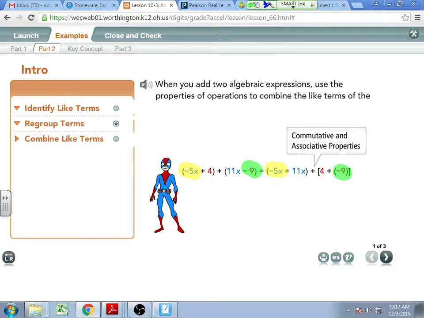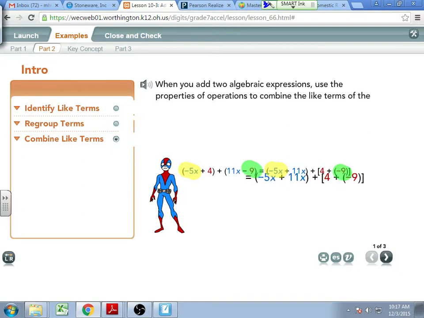Then once I've regrouped, and on your paper it shows the whole process out, we can then use our distributive property to factor out the common variable x. Then I combine my values: negative 5 plus 11, that'll bring me positive 6. Again, different signs, you find the difference. So then 4 plus a negative 9, the difference between them is 5, but the negative is more powerful. So we get a negative 5, and we simplify by writing it as 6x minus 5.